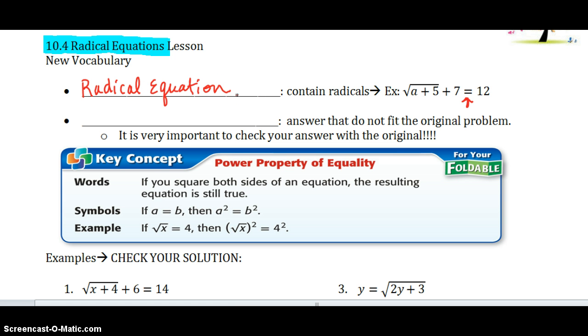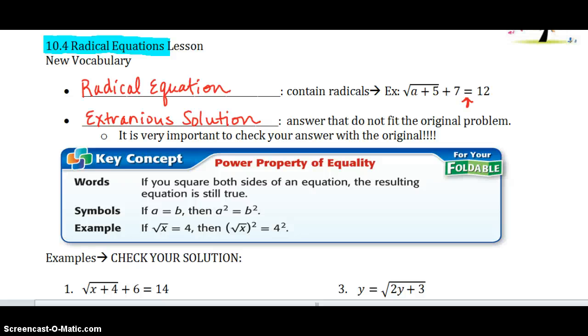Now, in solving radical equations, sometimes you're going to have extraneous solutions. An extraneous solution is an answer that does not fit the original problem. Now, probably you're asking yourself, if I'm going to do all this work and then I'm going to have an answer that doesn't fit, we've done that before where we have to choose which answer is the appropriate answer, even if we have 2 possible scenarios.